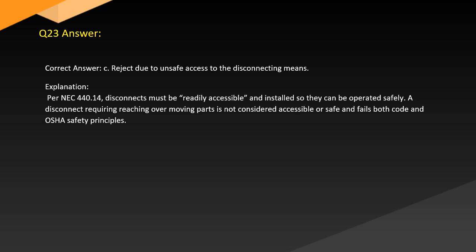Answer. Correct answer: C. Reject due to unsafe access to the disconnecting means. Explanation. Per NEC 440.14, disconnects must be readily accessible and installed so they can be operated safely. A disconnect requiring reaching over moving parts is not considered accessible or safe and fails both code and OSHA safety principles.